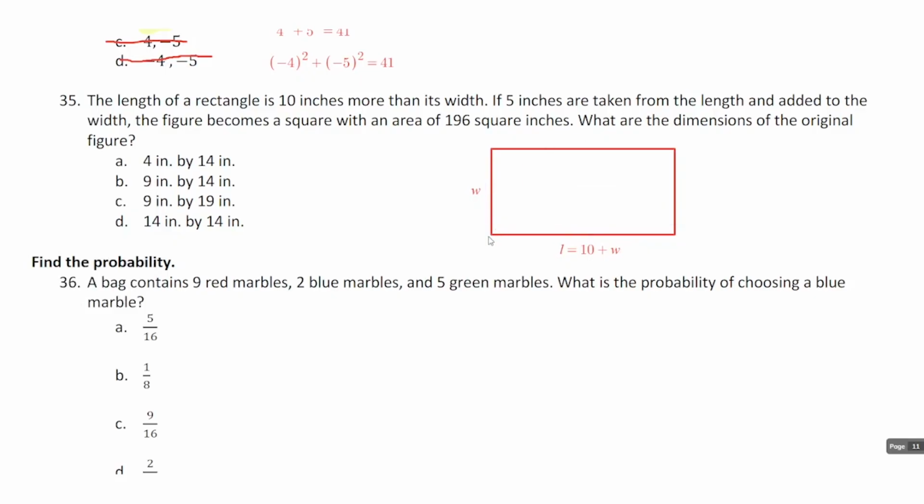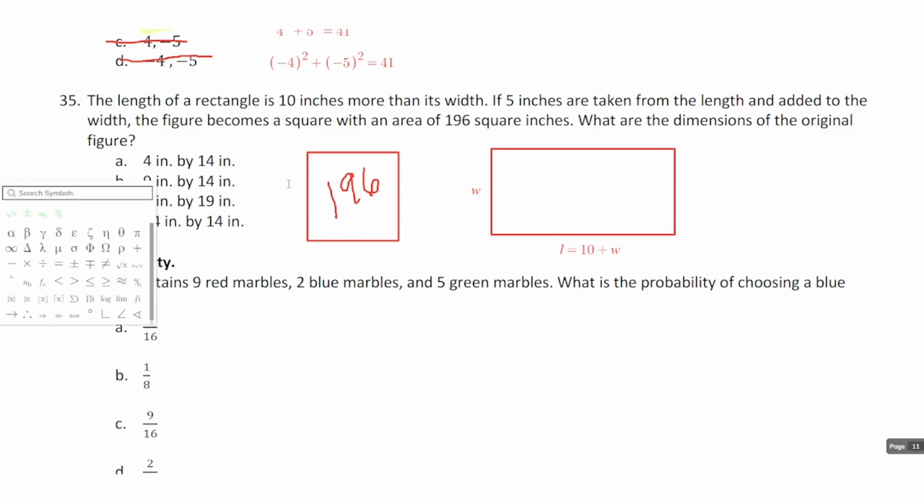It says if 5 inches are taken from the length and added to the width, the figure will become a square with an area of 196 square inches. So what are the dimensions of the original figure? So if we had a square that's 196, the dimensions of that square would be the square root of 196. So the square root of 196 is 14, meaning that the side lengths here would have to be 14 and 14.